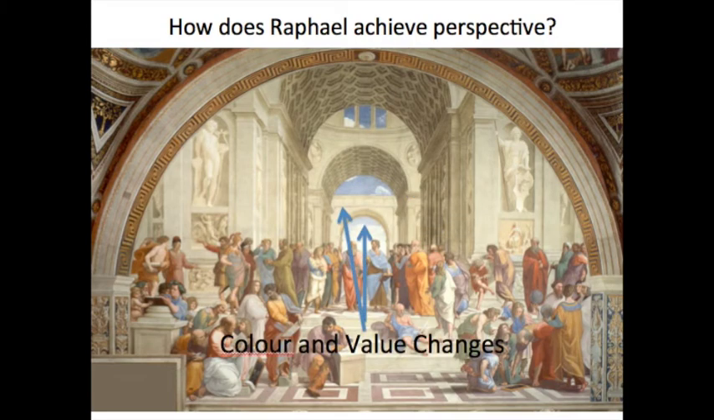Here's another way. As things get further away, they also get lighter. If you'll notice, the sky up here closer to the viewer is quite dark, and as it gets further away, it gets lighter and lighter. This is another way to achieve the illusion of perspective.